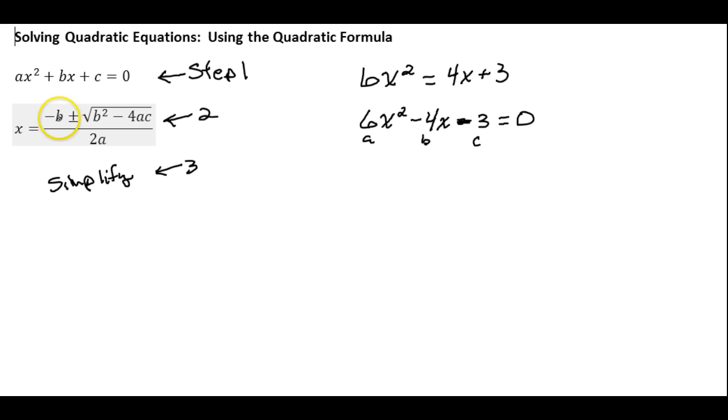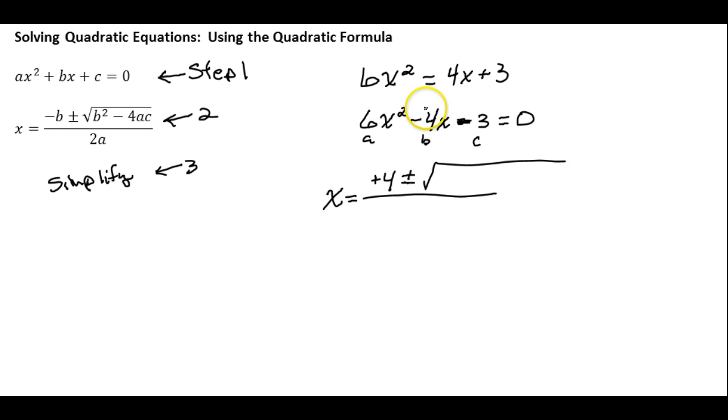So here we go, plugging it into the formula. Notice that the b variable here already has a negative in the front, so a negative times a negative is going to make that positive. So x is equal to positive 4. And then we have two possible answers. One we get with addition, and the second one we get with subtraction. So a plus or a minus, that's where our two answers are going to come from. And then we have the square root.